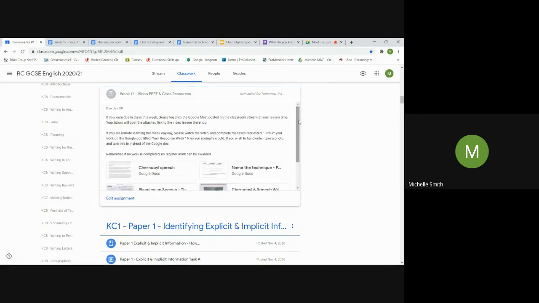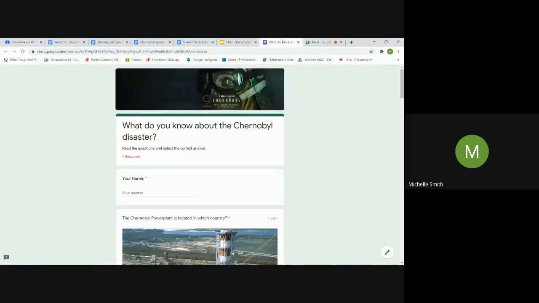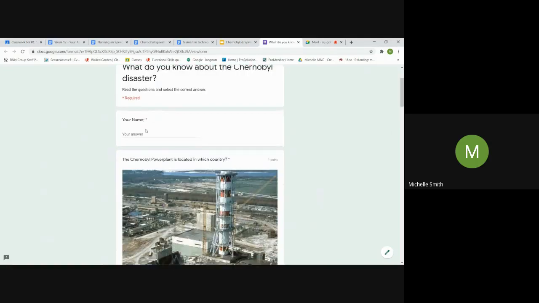Okay, so the first thing that I want you to do is find the Google form, the quiz, and open that up. It should look something like this. It's called, "What do you know about the Chernobyl disaster?" And it just says, read the questions and select the correct answer. So the first thing you're going to need to do is just put your name in there.